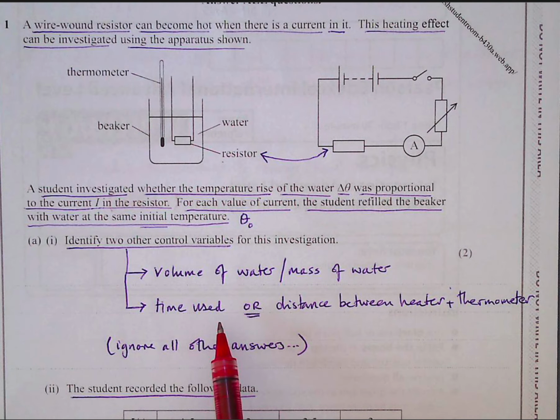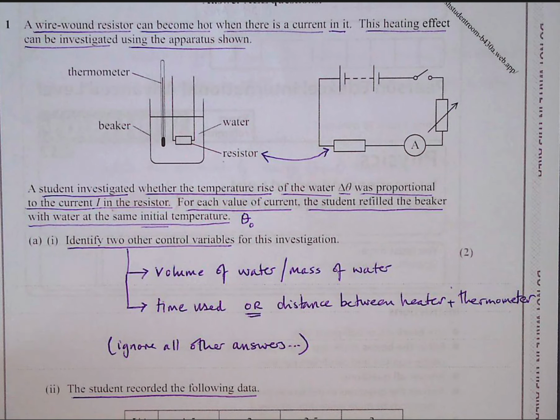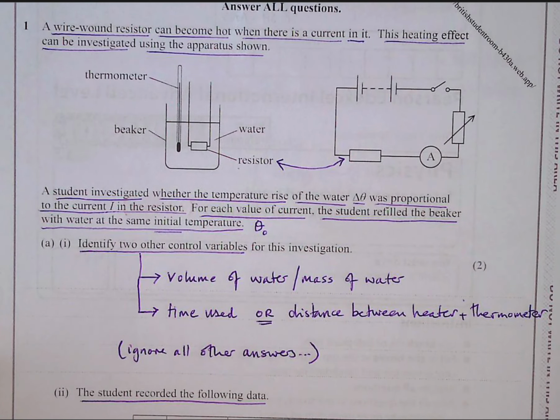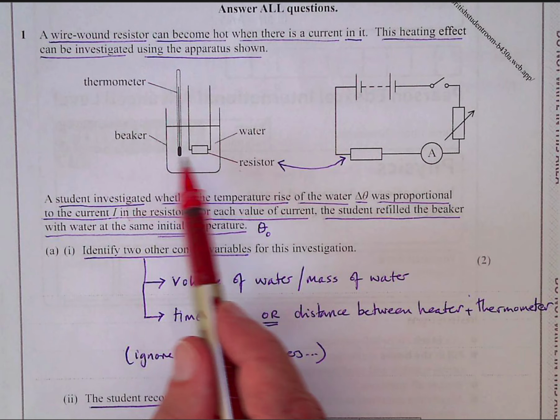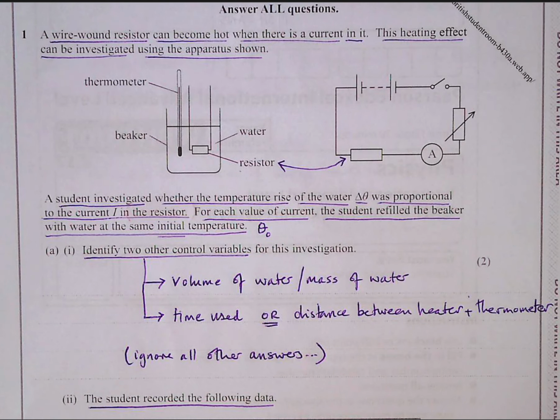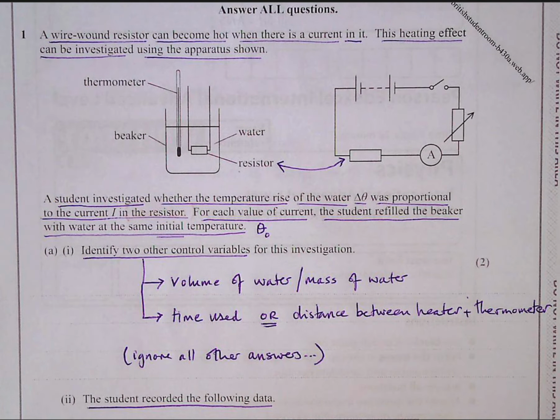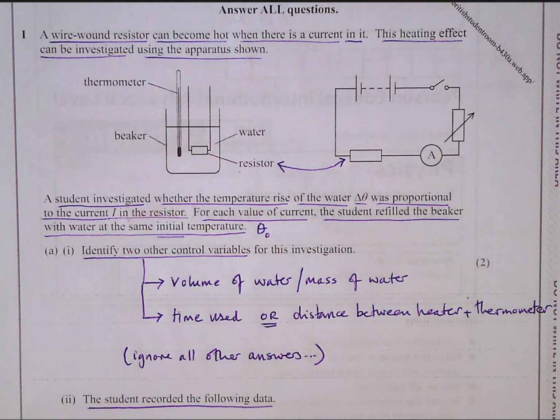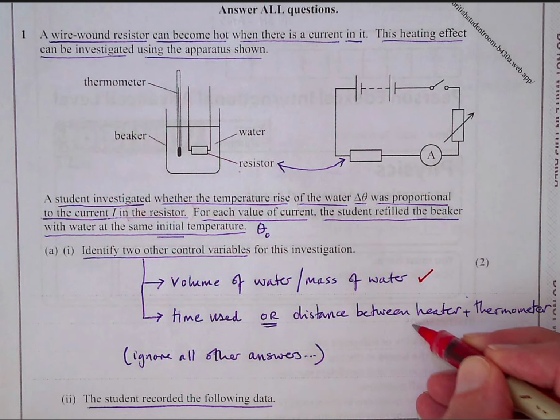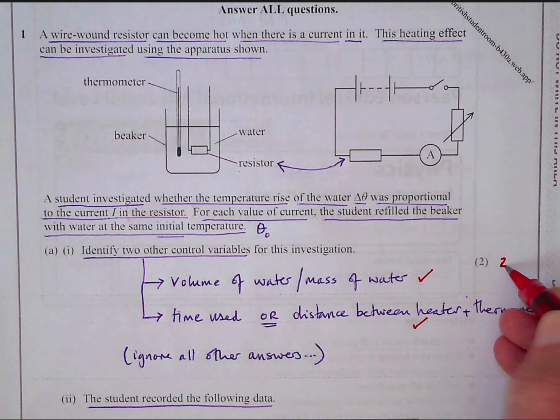So if, for example, you investigate the effect of the current, say for 2 minutes or whatever you want it to be, that's another control variable. They've also accepted that they must keep the distance between the heater and the thermometer constant to make it a valid, fair test. It says ignore all other answers. So for example, you can't put anything else down, for example, keep the voltage the same or whatever. They're not accepting it. So these are the answers they'll accept. So you get one mark for that and 1 mark for that to get your 2 points.